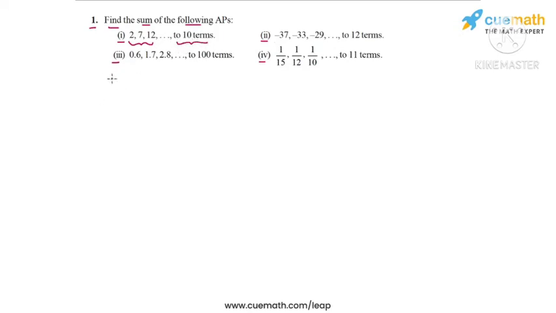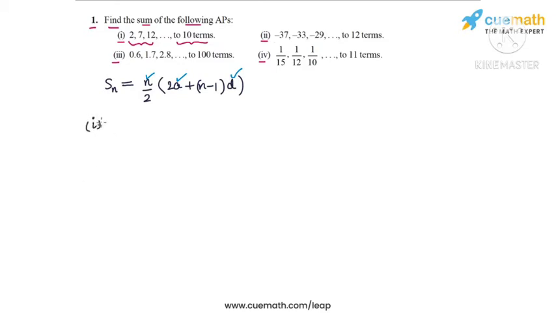So the formula we are going to use to calculate the sum of terms in each case is Sn, the sum of n terms, is equal to n by 2 times 2a plus n minus 1 times d. This is the formula that we're going to use because we have the first term for each AP, we have the common difference for each AP, and we have the number of terms up to which the sum has to be calculated. Okay, so let's start with the first part.